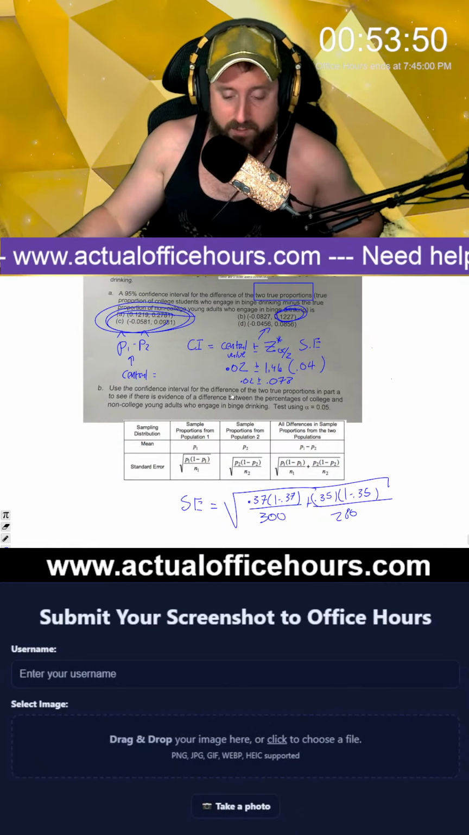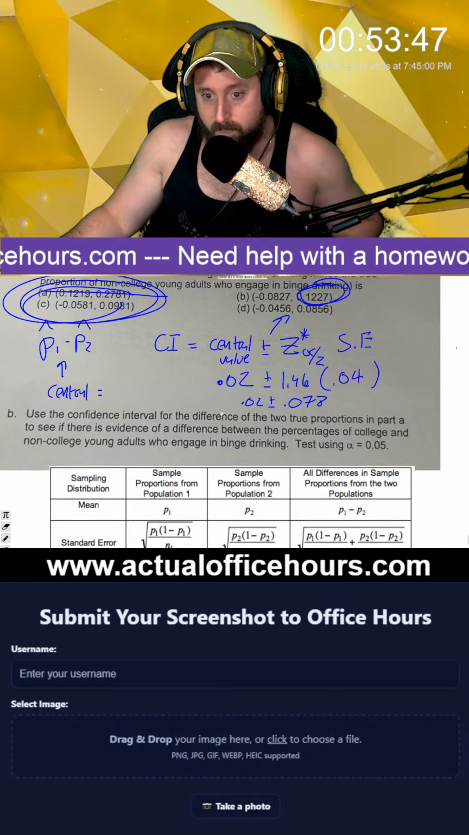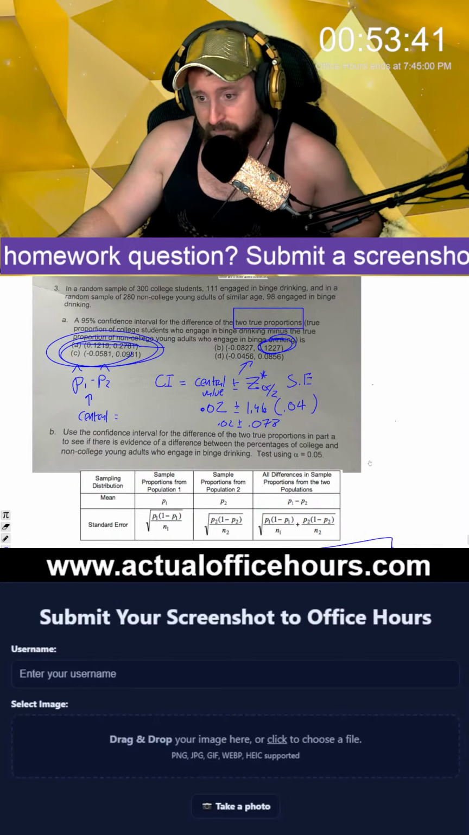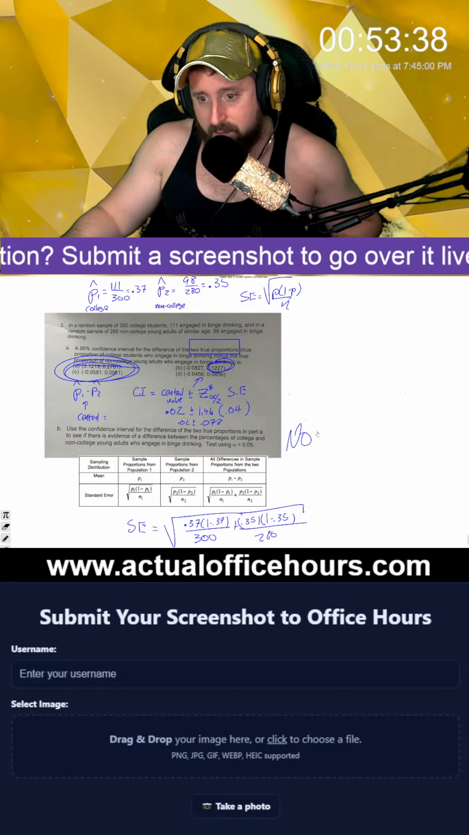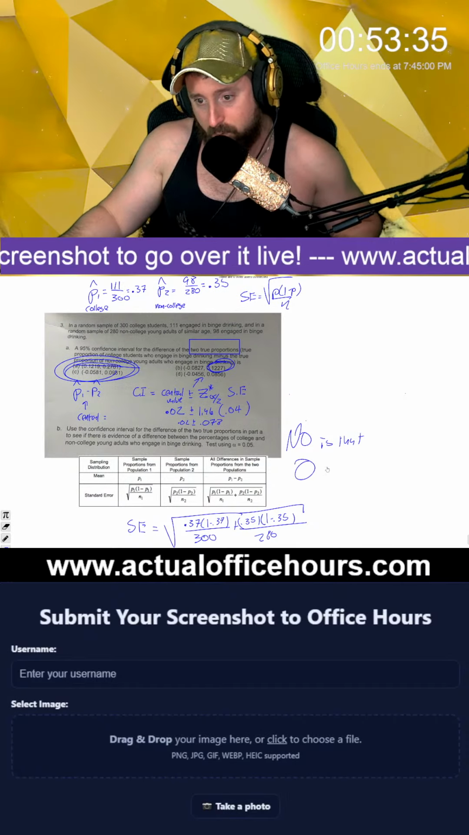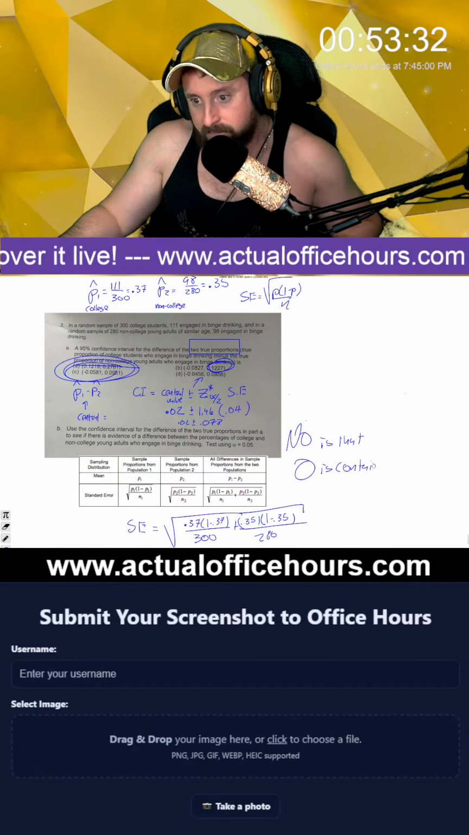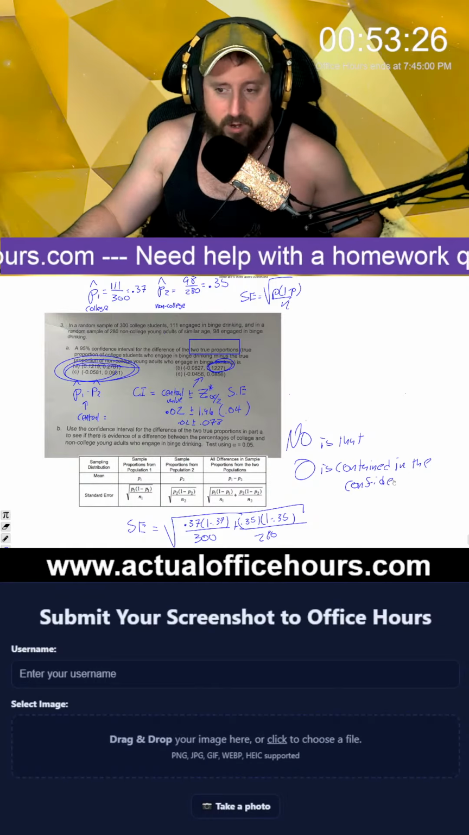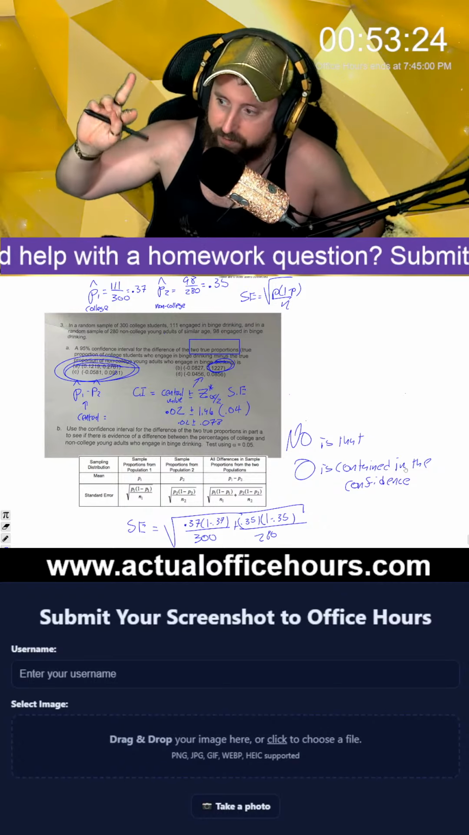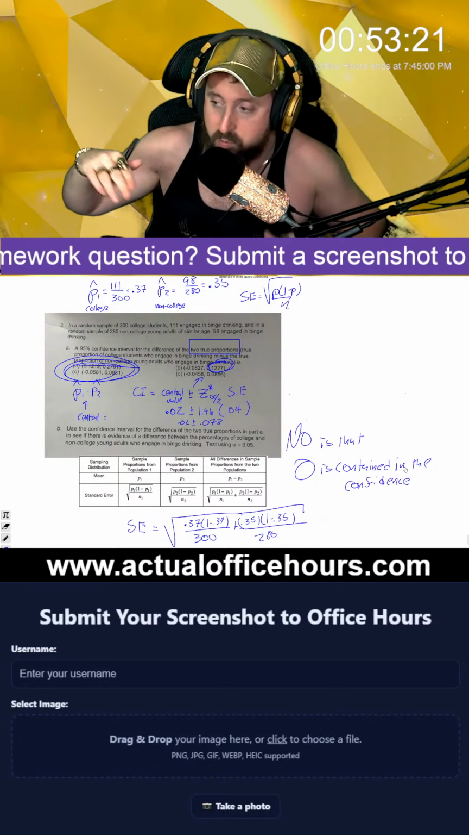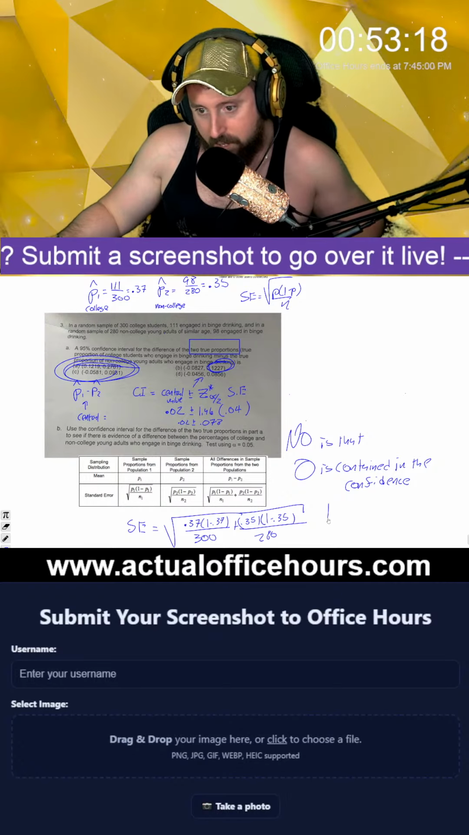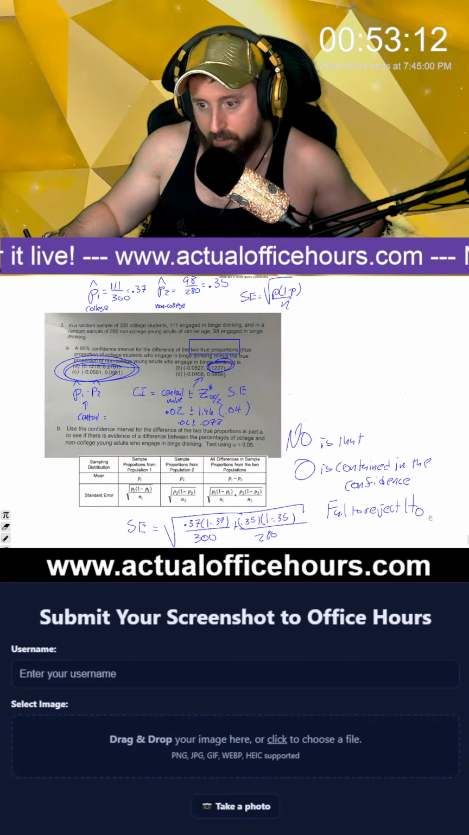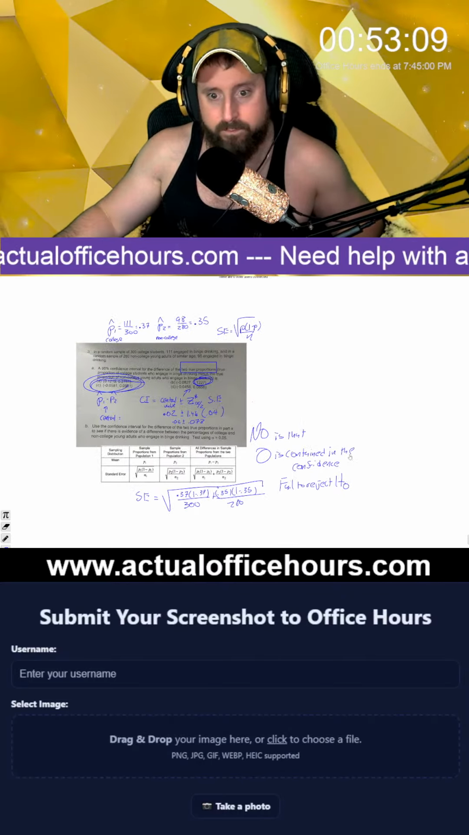Again, all stats is identifying what test you need to do and then just doing it. So, is there evidence of a difference between them? The answer for that is no. And the reason for that is that 0 is contained in the confidence interval. So if 0 is ever in your confidence interval, it means that there's a possibility the difference between the two things is nothing, which means that there is no difference. So you can say, fail to reject H naught.